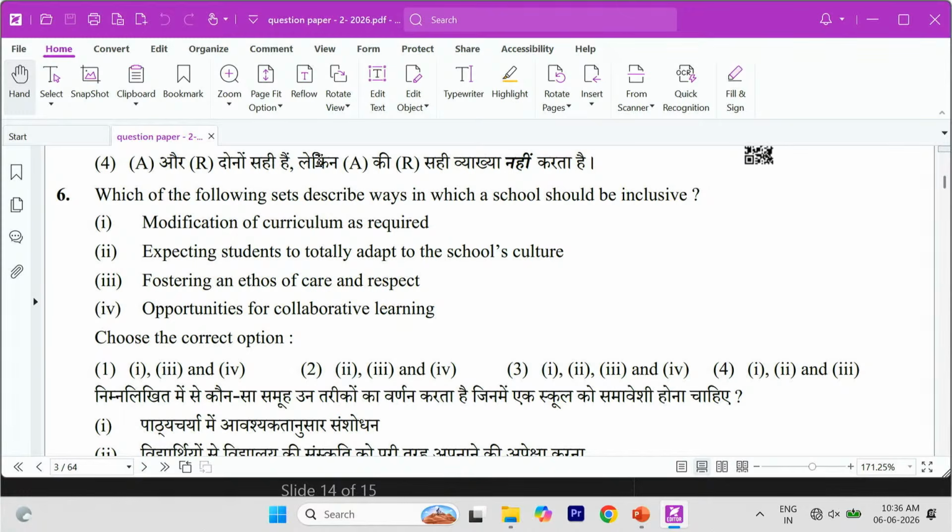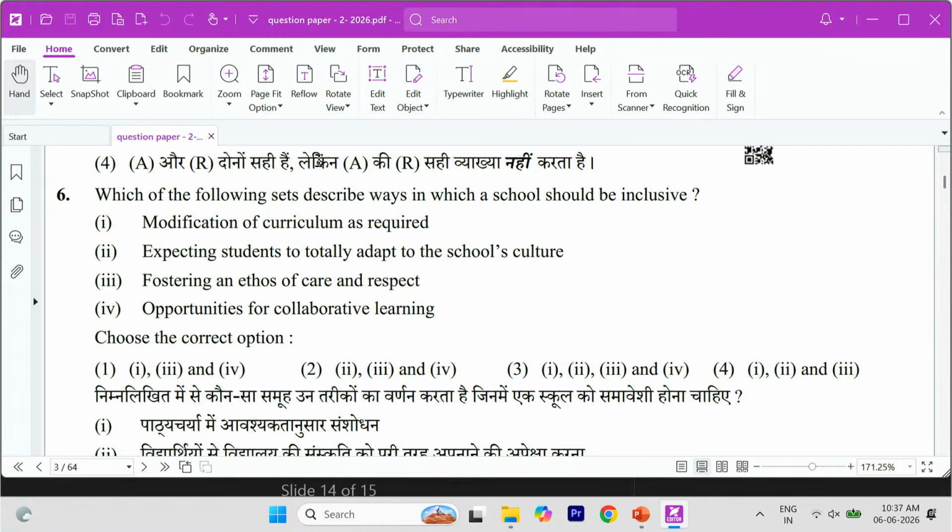Then, fostering an ethos of care and respect. Yes, when it comes to inclusion, it talks about care, respect, welcoming. So that third option, yes, we can take it as correct. Then, opportunities for collaborative learning. Inclusion is all about collaboration. Inclusion is all about teamwork. Right. So from this, I could say yes, option 1 is correct, option 2 is correct, and option 4 is correct. So here it comes to be like this. Now let's see. But again, this is what I feel. Now we need to look at the options as well.